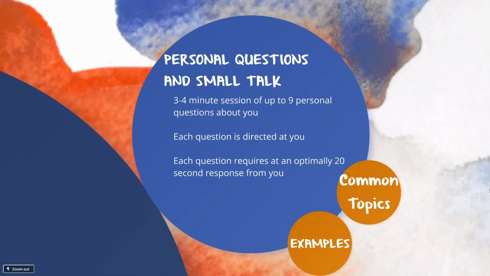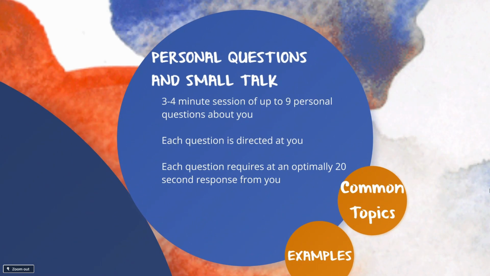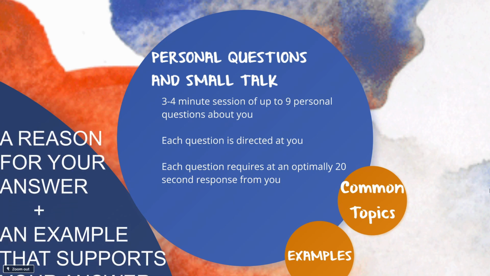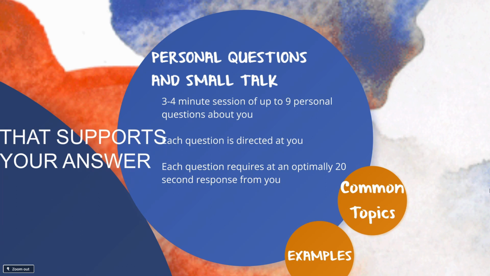The first portion, part 1 of the IELTS speaking module, is personal questions and small talk, which is a 3 to 4 minute session of up to 9 personal questions about you. Each question will be directly directed at you. Each question requires an optimally 20-second response from you. Not any longer, not any shorter. Optimally, what you can do is have an answer, a direct answer, a reason for your answer, and then an example that supports your answer.